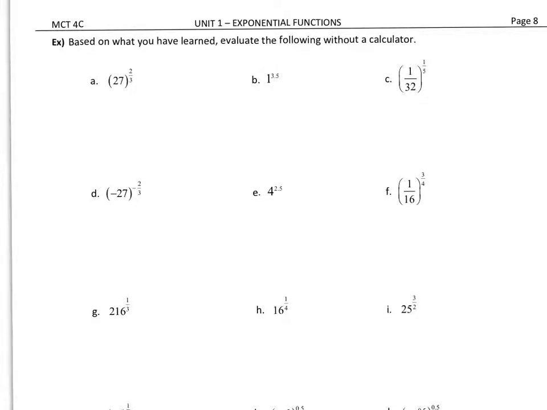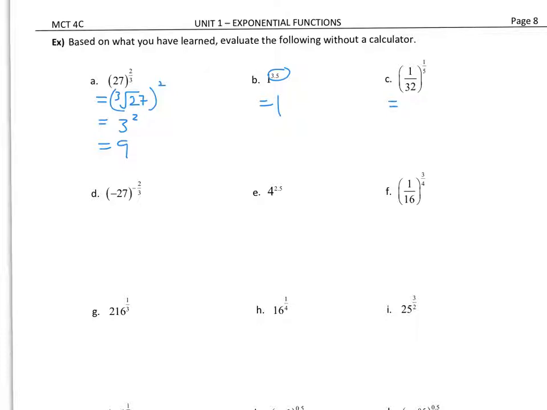All right, we have our solutions here for our last page of our little booklet, at least the first part of our little booklet. This is the cube root of 27, all to the exponent of 2. Cube root of 27 is a 3, and then 3 squared is 9. All right, 1 to any exponent, doesn't matter, is always just going to equal 1.